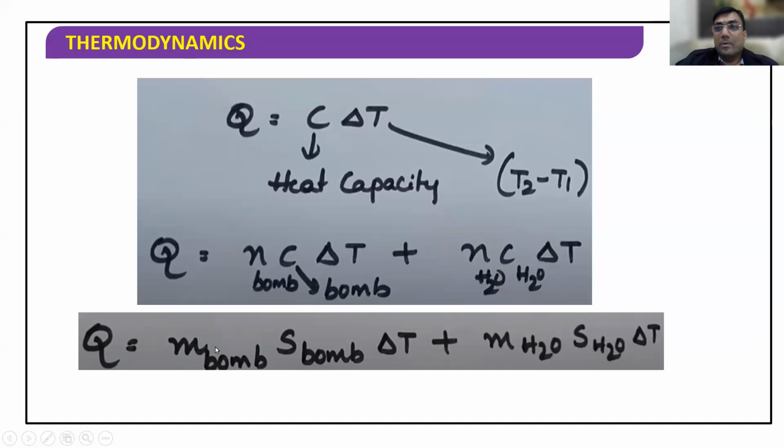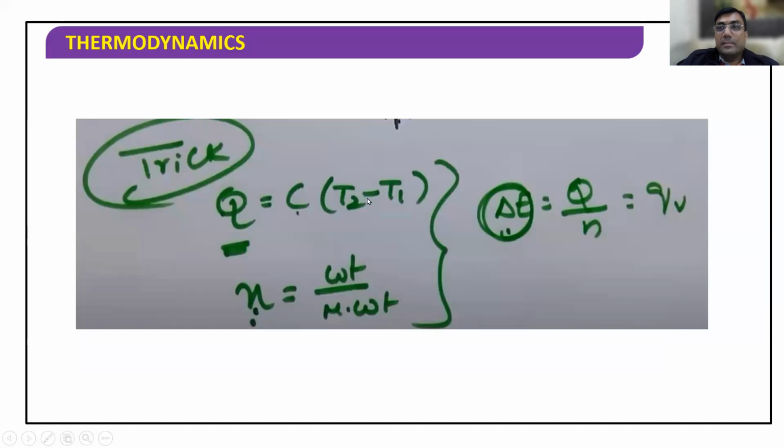So M is the mass of the bomb calorimeter, S is the specific heat capacity, and delta T is the temperature difference. Then mass of water, specific heat of water, and delta T. So the trick is, C into T2 minus T1, the heat capacity. So delta E is equal to Q by N.